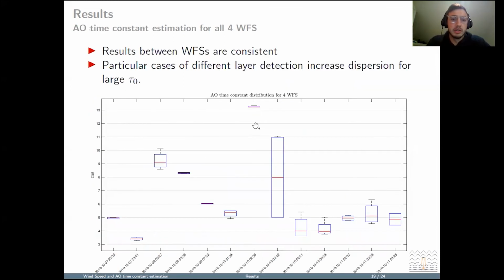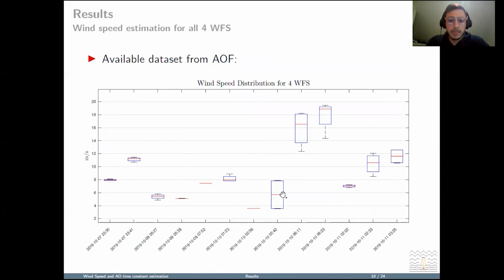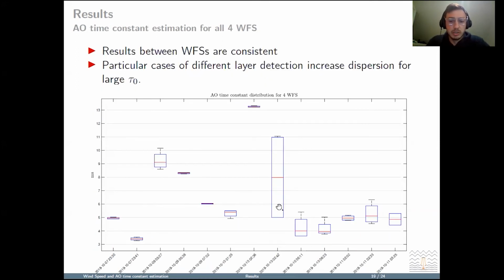Also, we have here the tau estimation, and as I was saying, the results between the reference sensors are quite consistent, and in particular cases of different layer detection, there is an increase of dispersion for large tau. So here, as we can see, we have this for the wind speed. We have a dispersion. This translates to a quite important dispersion when estimating the tau.